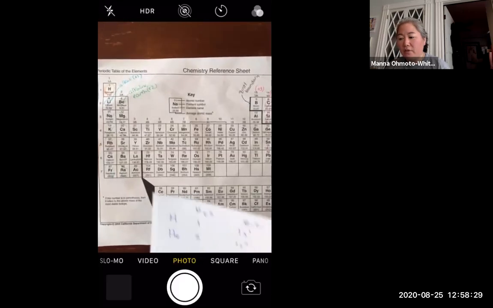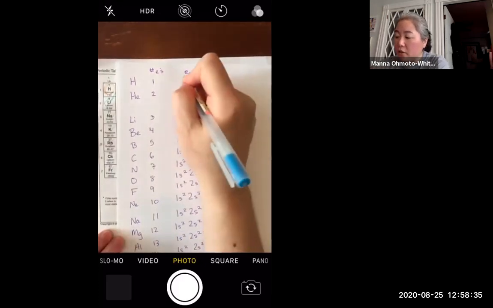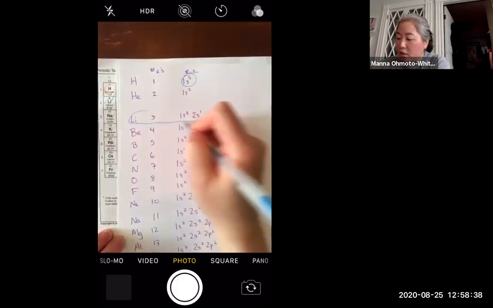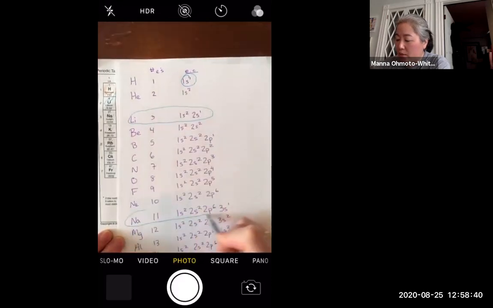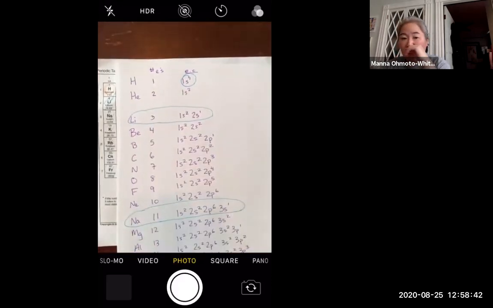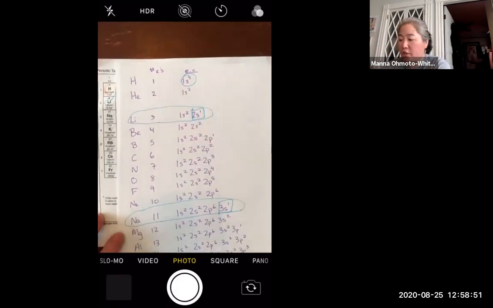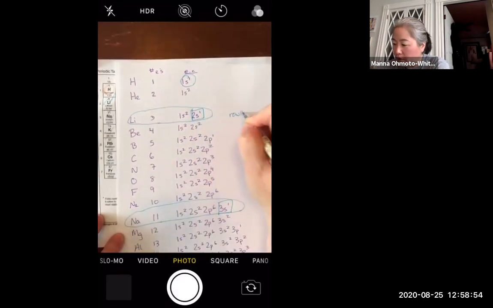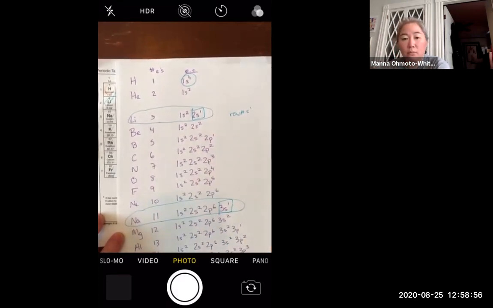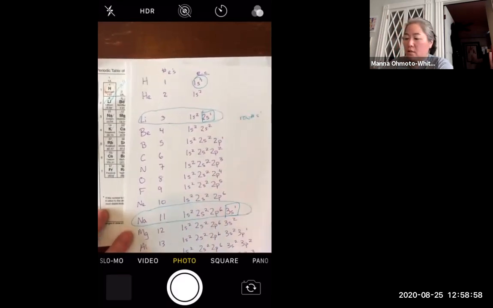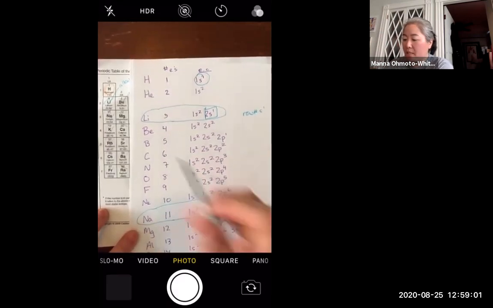Now let's see if we can figure out something about columns. Well, let's look at hydrogen, lithium, and sodium and see what their electron configurations are. Hydrogen, lithium, and sodium. Do you see it? Hydrogen, lithium, and sodium all have as their last electron configuration row number S1.